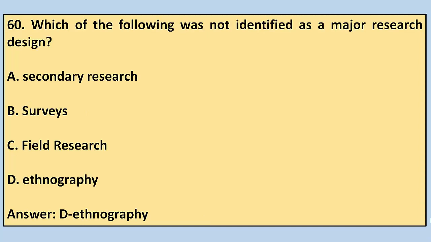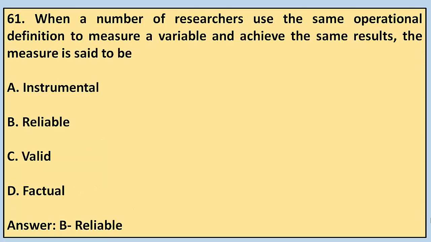Which of the following was not identified as a major research design? A, secondary research; B, survey; C, field research; and D, ethnography research. Answer is D, ethnography research.